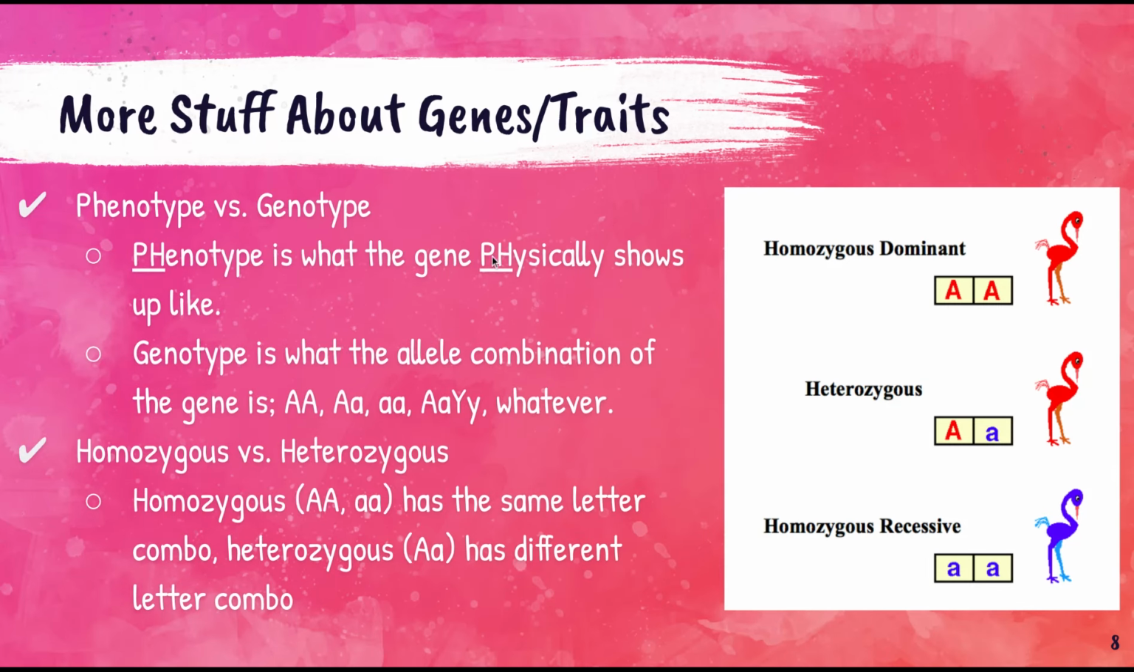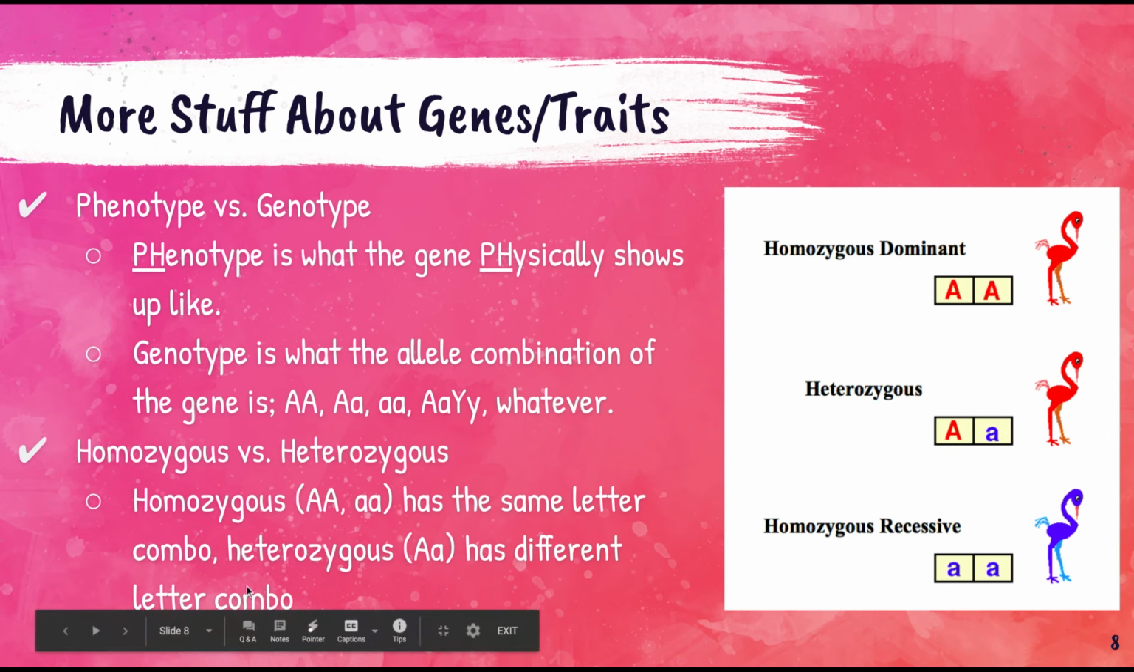So one was the word phenotype and the word genotype. They're kind of either one or the other when you talk about it. So phenotype starts with a pH. It's what the gene physically shows up like. So if we look over to the right, the phenotype, this would be a pink bird, red bird, blue bird. That's what they physically look like, right? Okay, so that's their phenotype.